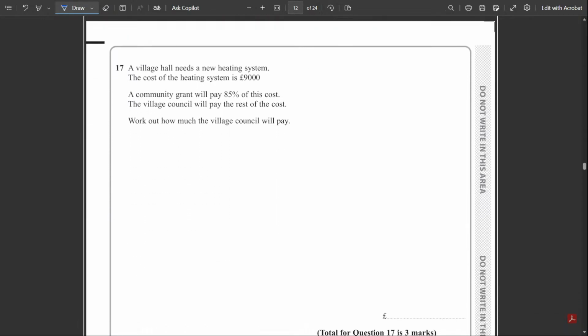A village hall needs a new heating system. The cost of the heating system is 9,000. The community grant will pay 85% of this cost.